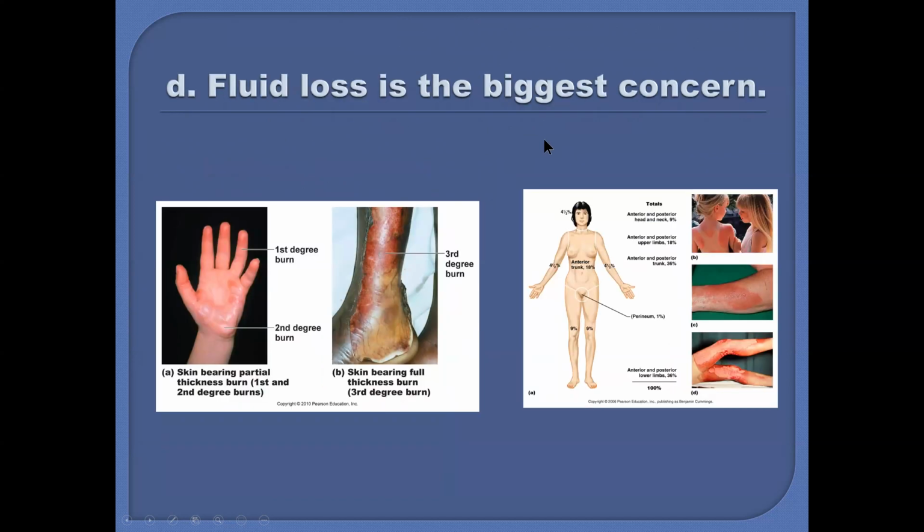Fluid loss is a big concern. A big burn has a lot of fluid loss. There are formulas for calculating the size of burns. It's called the rule of 9. You don't need to know that. But you calculate how much of the body surface is burned, you calculate their fluid requirements, and you give them half the fluid in the first 8 hours and the other half in the next 16 hours.